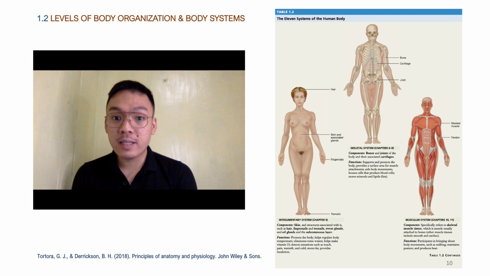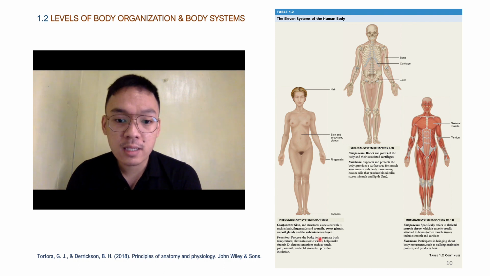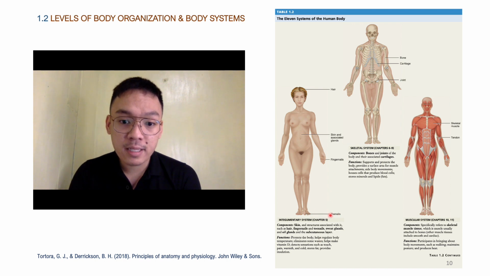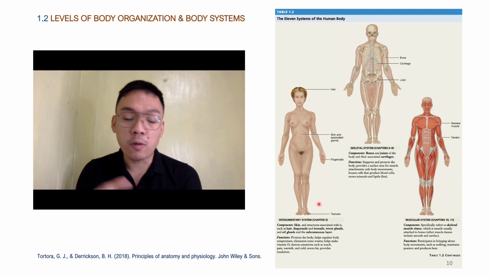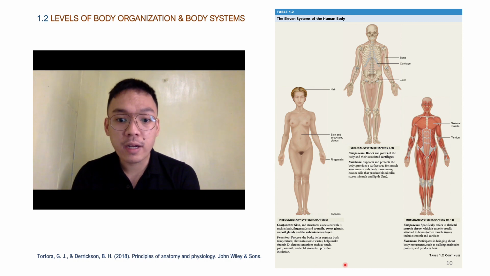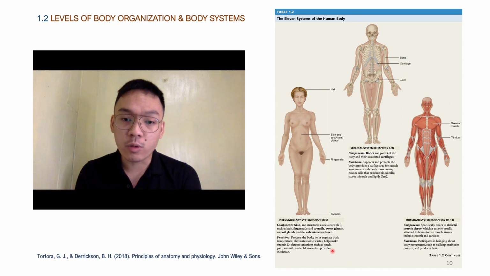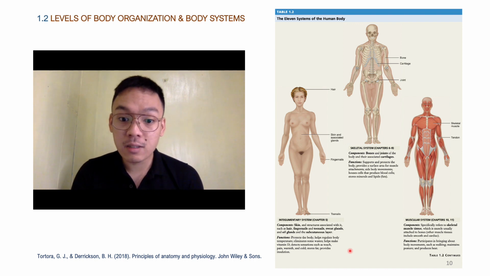Here are some of the 11 systems of the human body. We will just have a run through all of this. In your integumentary system, the first image, this lady in the lower left portion, the components are the skin, which is the largest external organ, also your hair, your fingernails, your toenails, your sweat glands, your oil glands, and your subcutaneous layer.